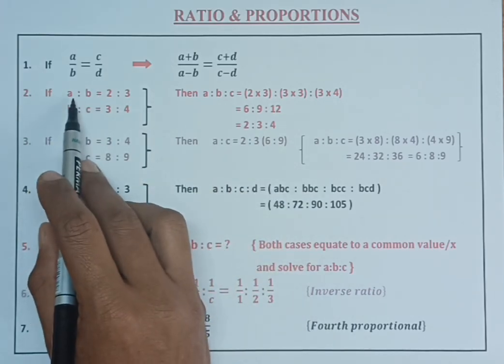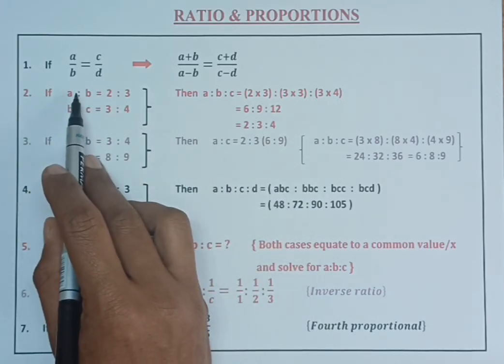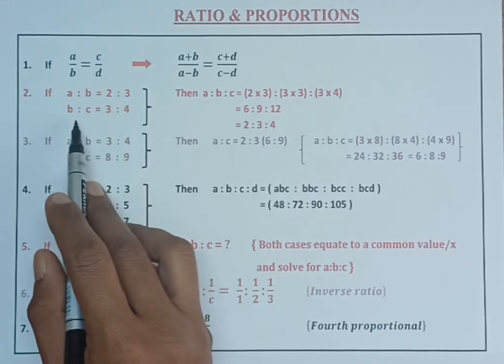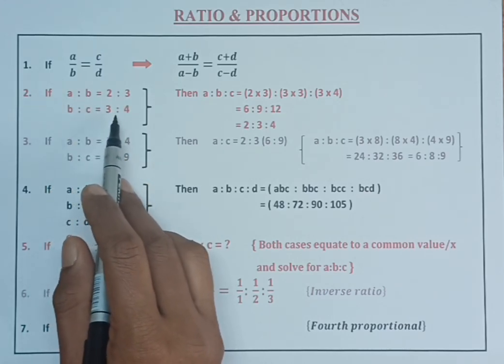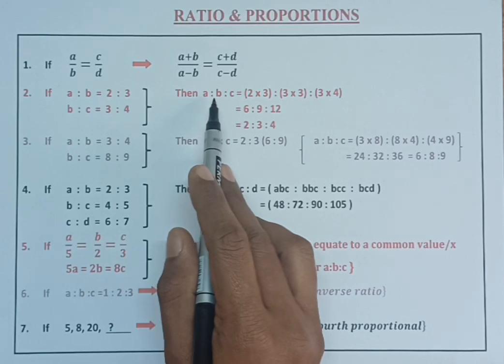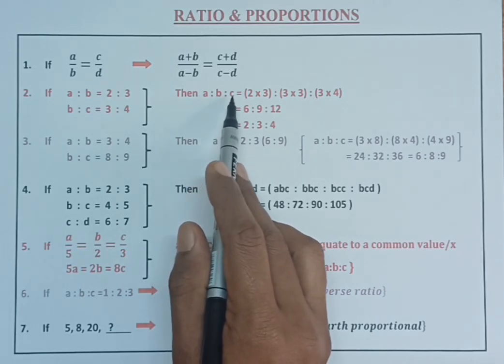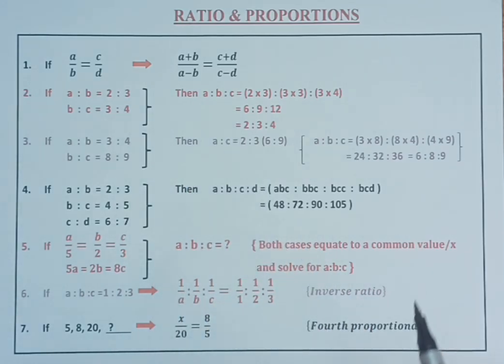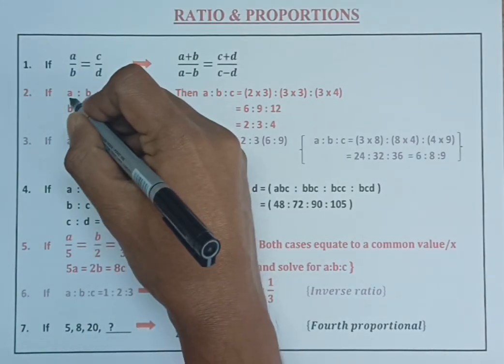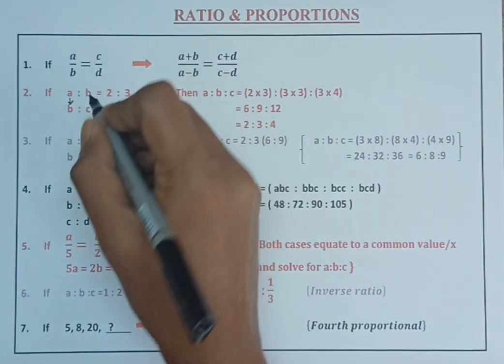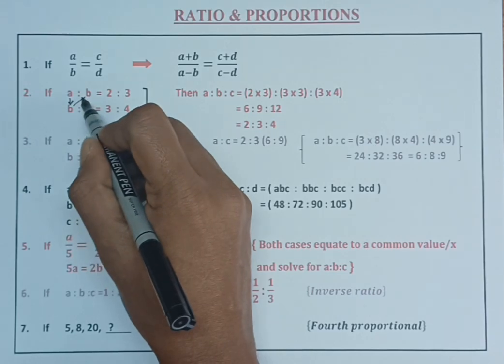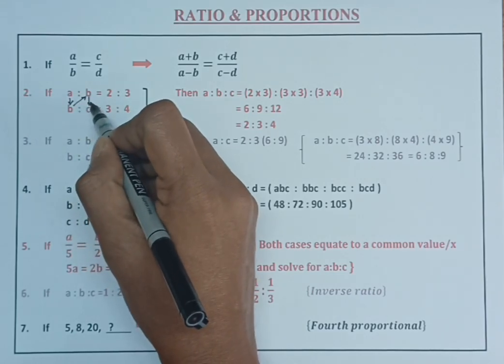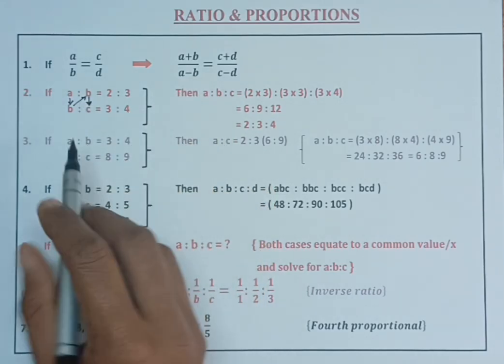Second is the case when a ratio is given, A colon B equal to 2 is to 3 and B colon C equal to 3 is to 4, and we are told to find A colon B colon C, that is, the ratio of A, B and C. In this case, there is a trick. Just multiply like this, and then multiply like this, in the inverted form of an N.